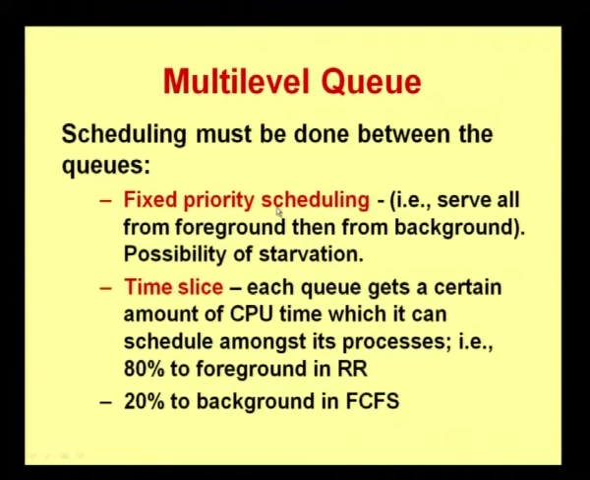In the case of fixed priority scheduling, it results in the possibility of starvation. What do you mean by starvation? Starvation is, supposing it is going to serve all from the foreground first, then from the background. Supposing all the front end screens alone are being served, you type in 10,000 rupees. And at times you would have noticed in the ATM counters that you will be waiting for a pretty long period to get the money from the ATM machine. It is because you have been put on a queue.